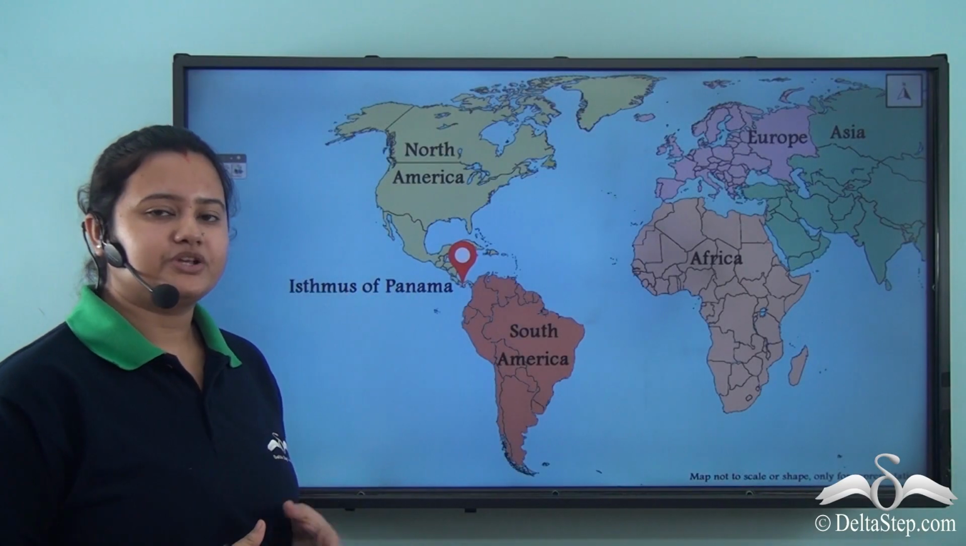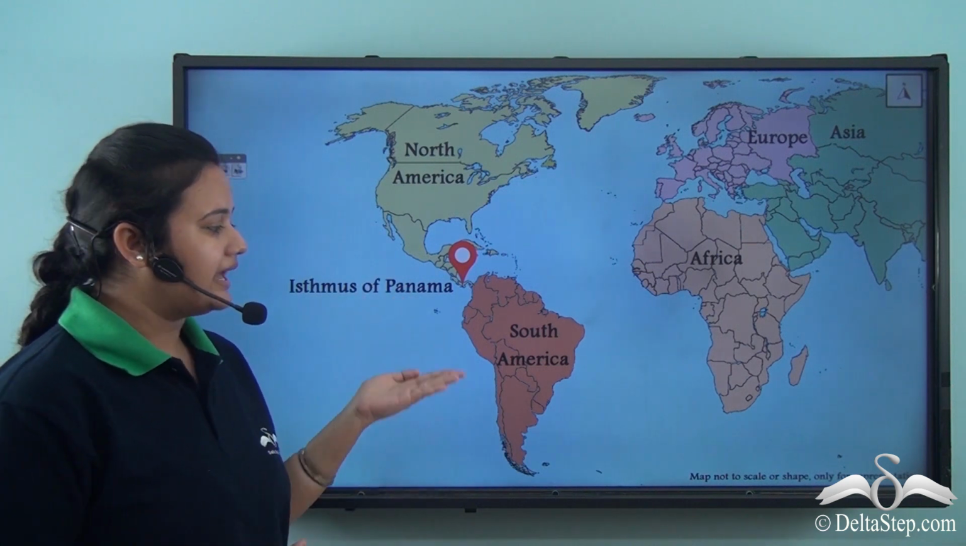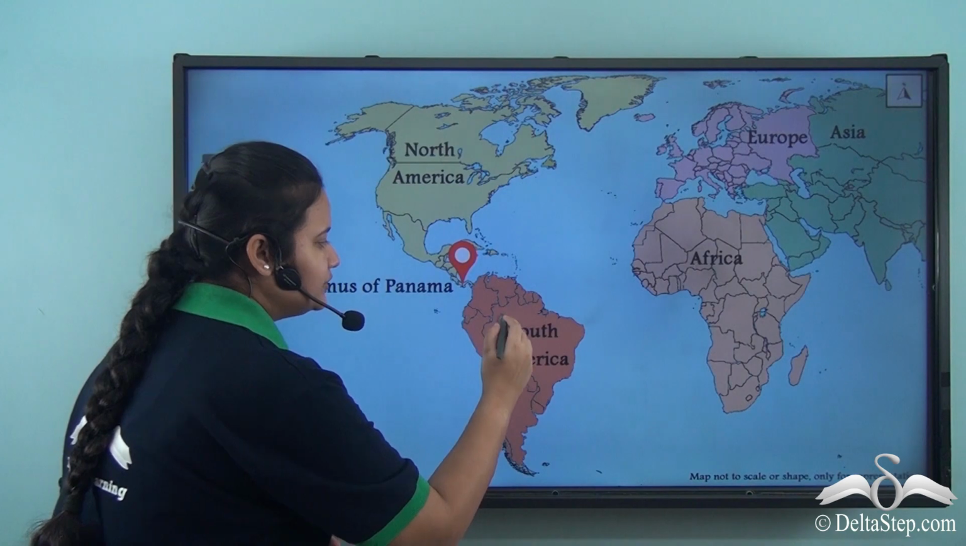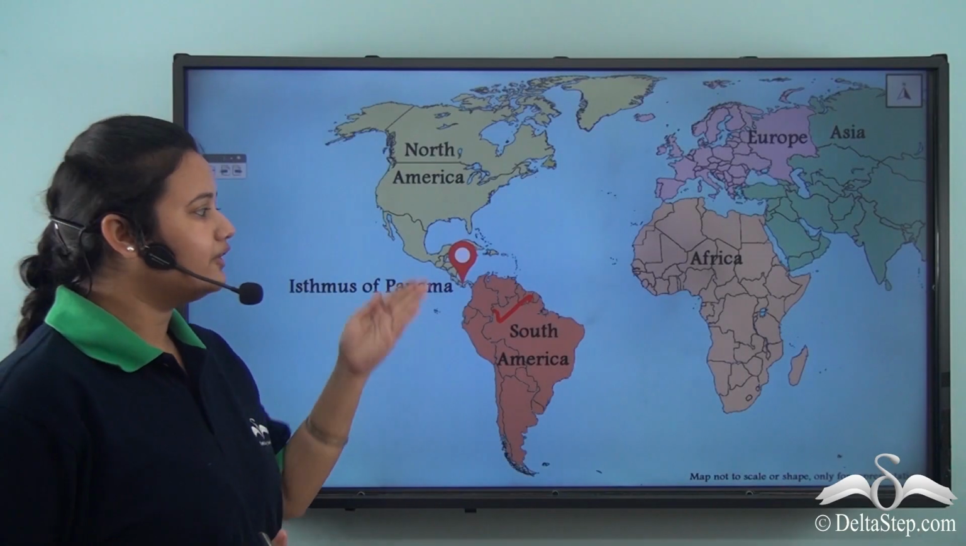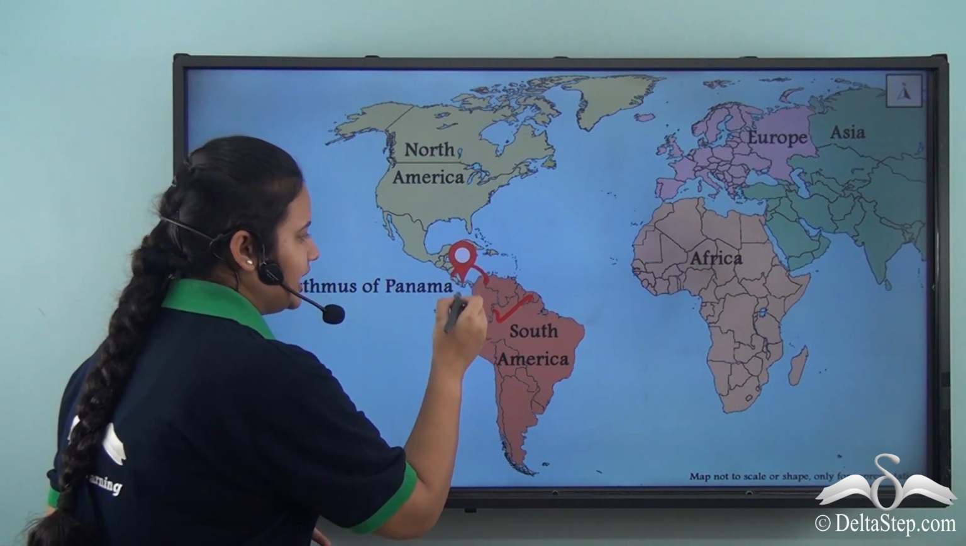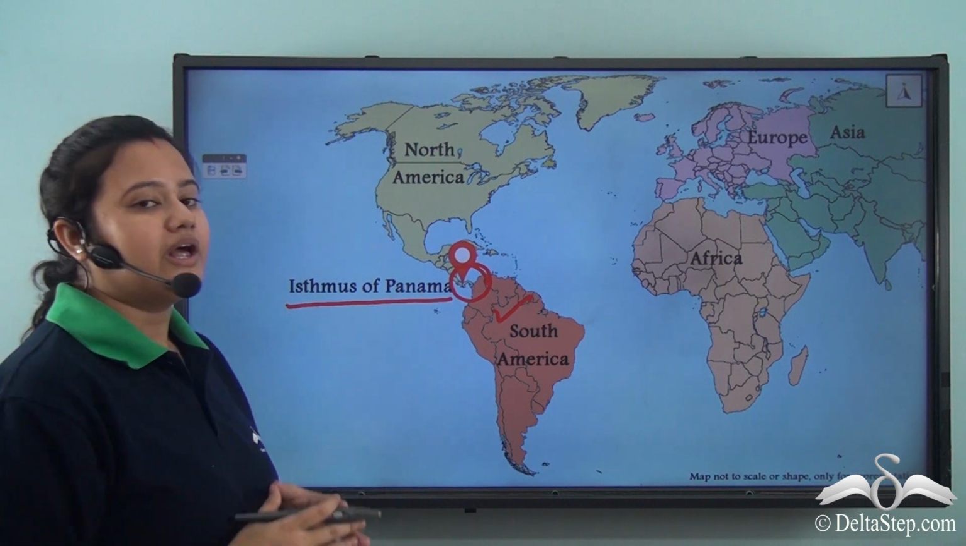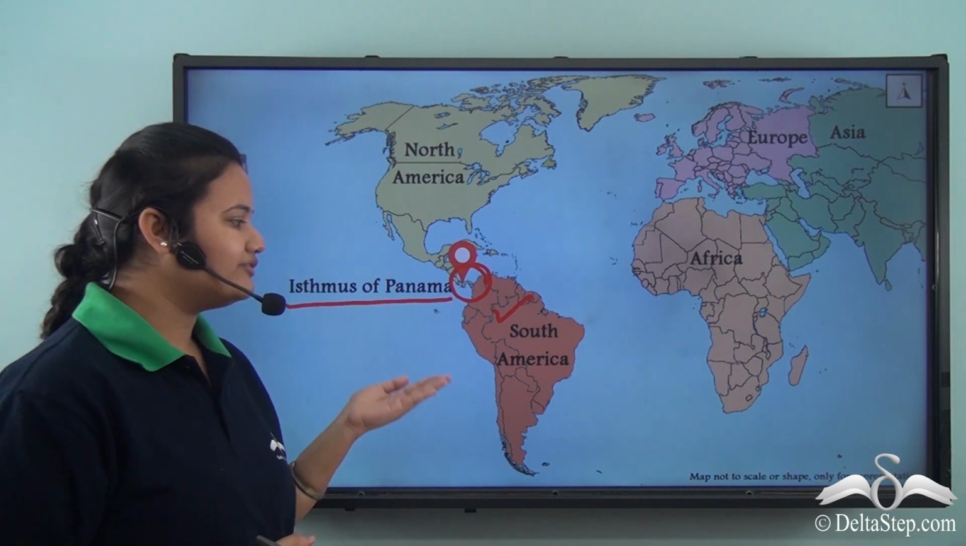Now, if we proceed southwards beyond North America, then we will land in the continent of South America. Now, as we can see here, both these continents are connected by a small strip of land which is known as the Isthmus of Panama. Now, let us explore the continent of South America.